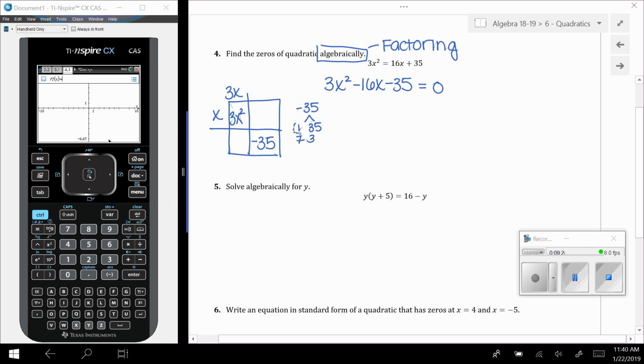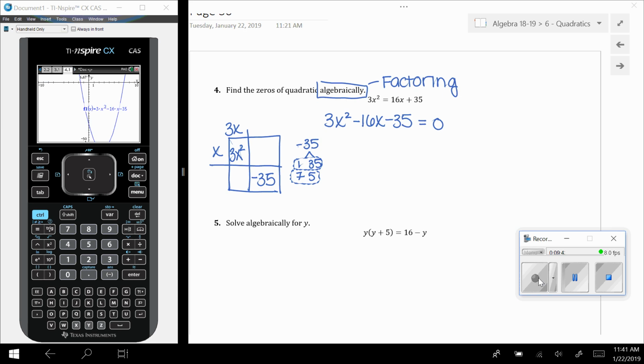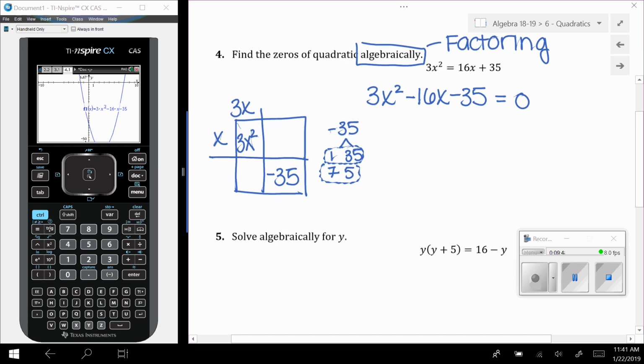So I've got my options for 35. It's either 1 and 35 or 7 and 5. Why don't you figure out where you're going to put 7 and 5, oopsies, who said 7 and 3? So you decide who you're going to put where. Okay, so hopefully you thought this through on your own. You have a couple of options here.